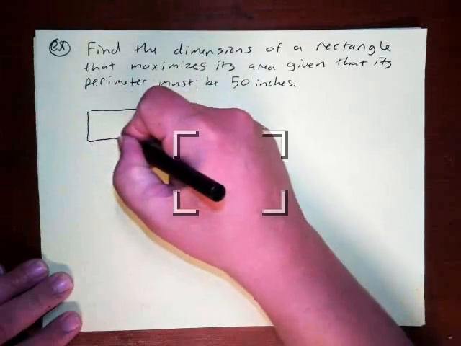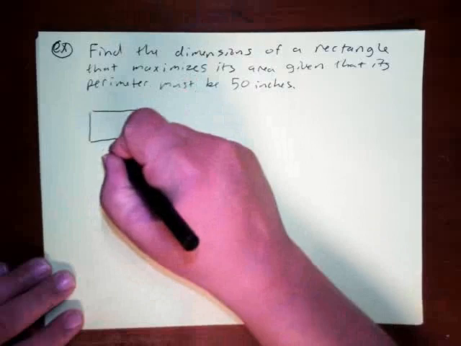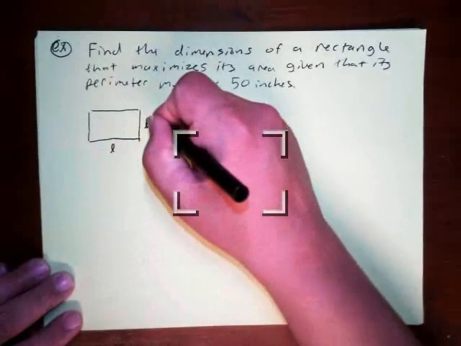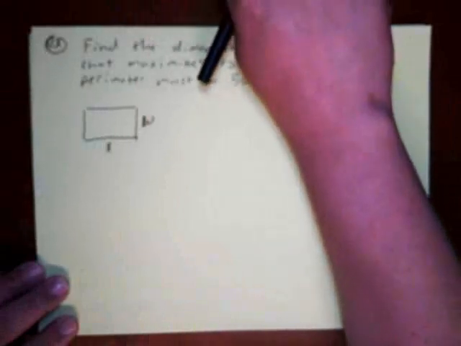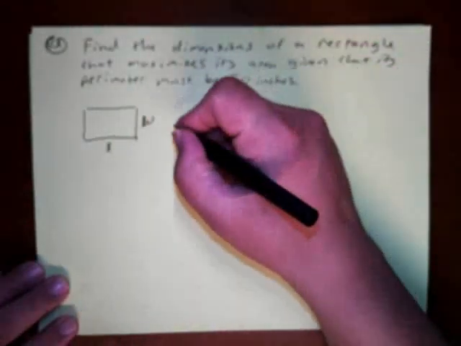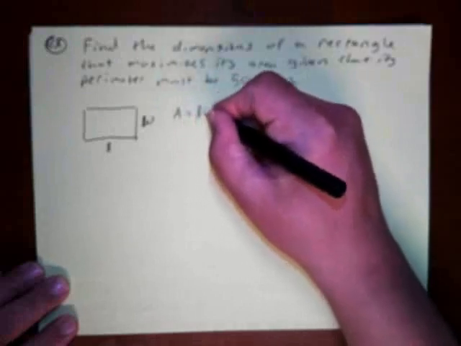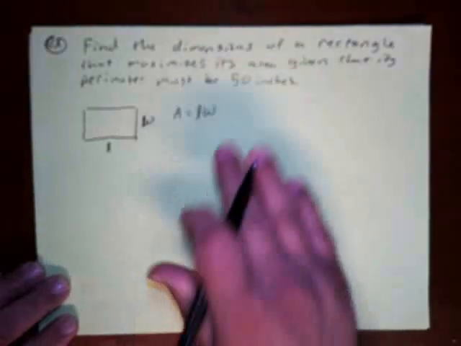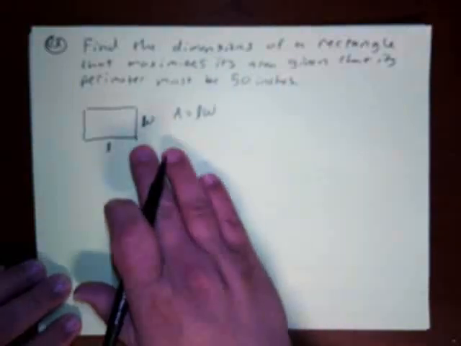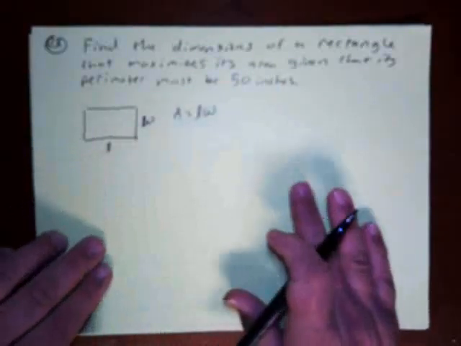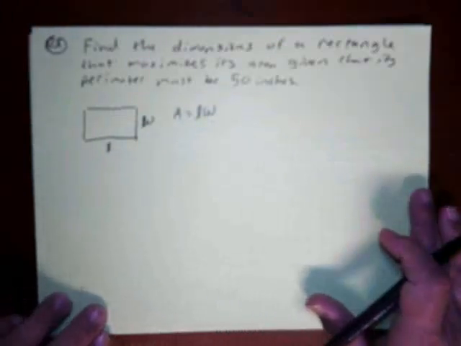So we have a rectangle, right? And we have the length of the rectangle here. This would be the width of the rectangle. And the area of the rectangle is just the length times the width. And we want to maximize the area. Now, without any constraints, we could just make the area bigger and bigger just by increasing the length or the width or both of them.